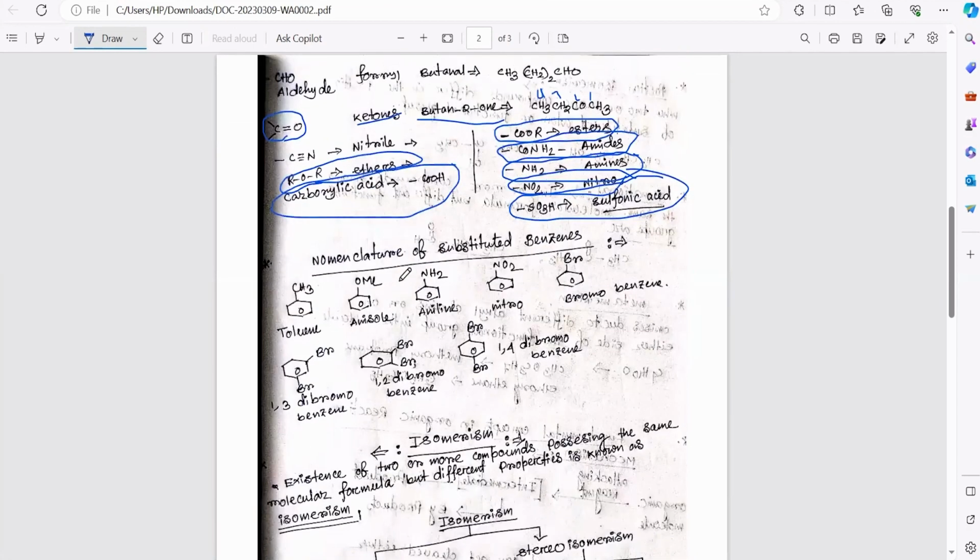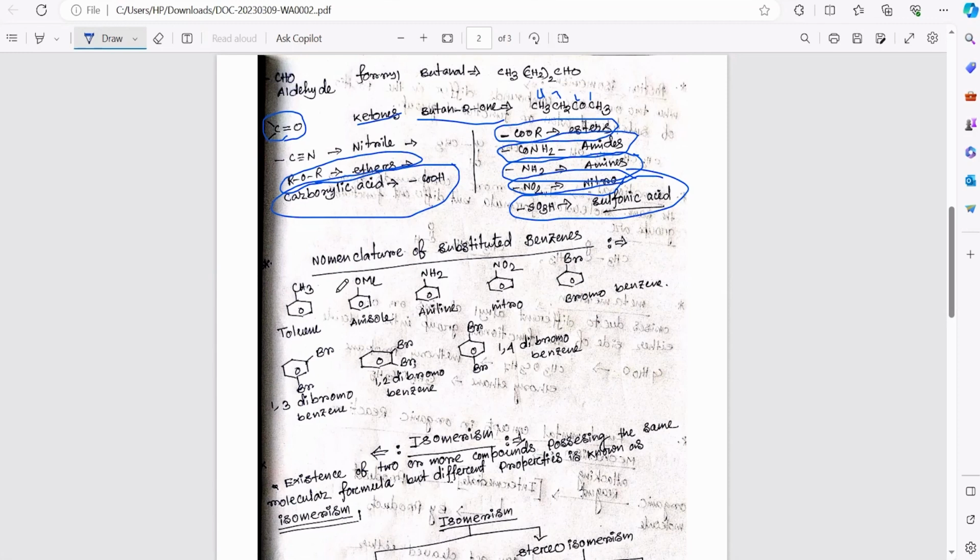And now, whatever we have discussed was only the aliphatic system. But we did not discuss the cyclic system. Now, we'll go to the nomenclature of substituted benzene rings. So what is a benzene ring? As I discussed in the previous class, if you see a 6-membered cyclic system with an aromatic group present anywhere, that means it is a benzene ring.